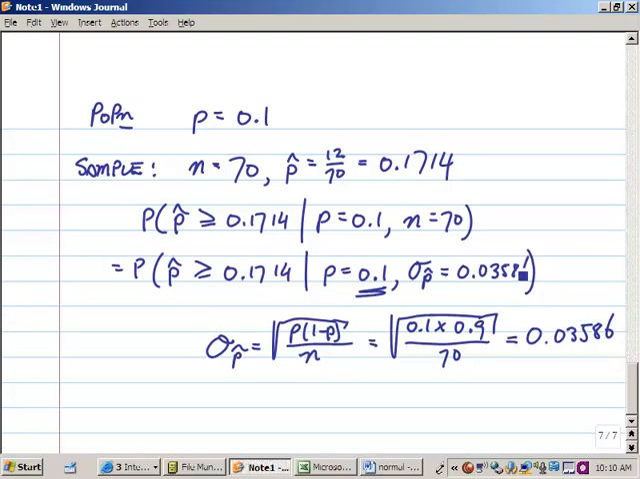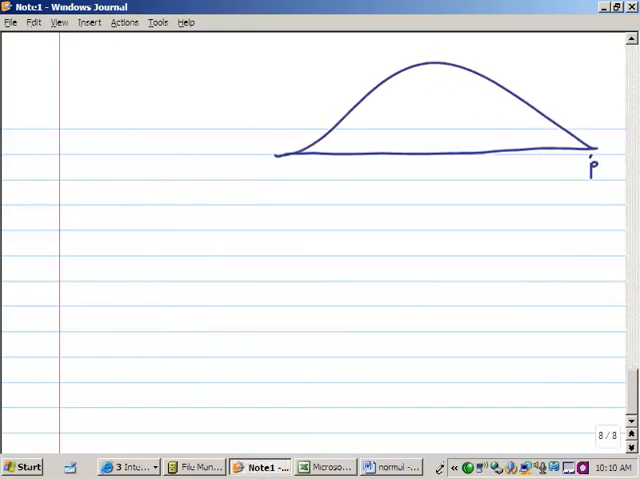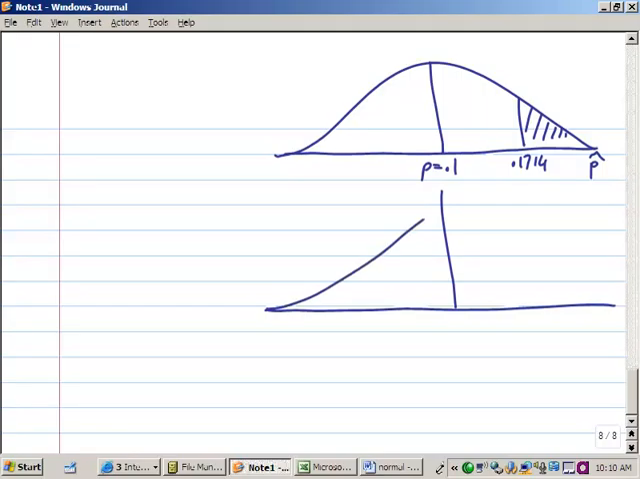So now we have a mean and a standard deviation, even though we have different notations here. We're going to translate this into a probability involving z greater than some value. Let's draw a distribution. This is a distribution of sample proportions, P hat. The middle of that distribution is 0.1. We want to find the probability of getting 0.1714 or larger.